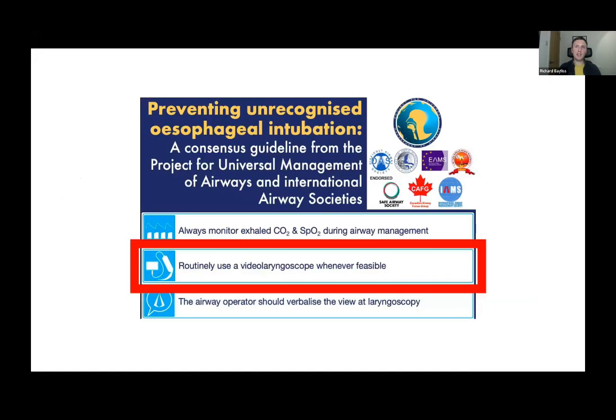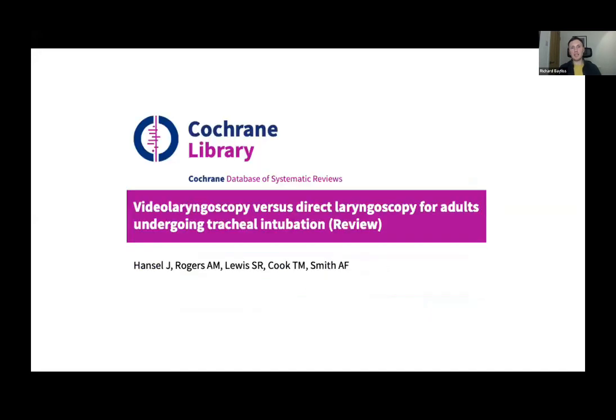This is a piece of work done by a group of difficult airway societies from all around the world. They've suggested that routinely using videolaryngoscopes is an approach to try and reduce the risk and prevent unrecognised esophageal intubation, which, as we've seen before, is still a problem. Although a small number of cases, it's a catastrophic problem when it occurs. What does the evidence say?